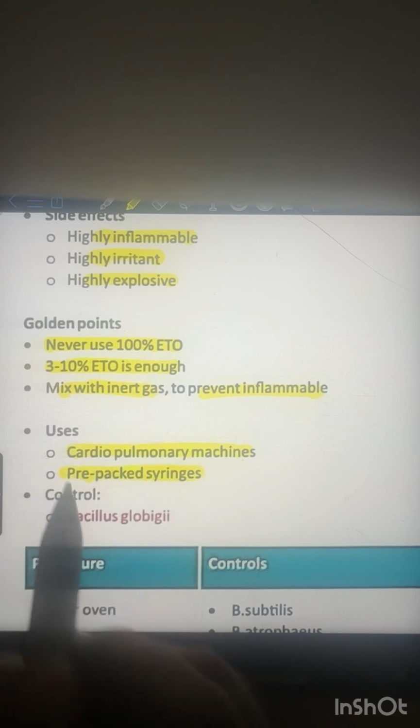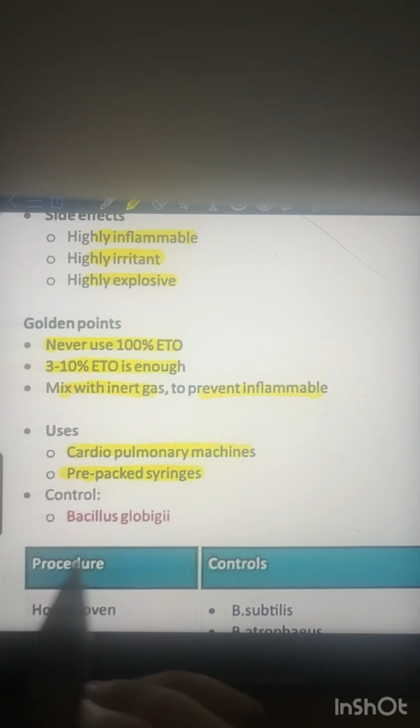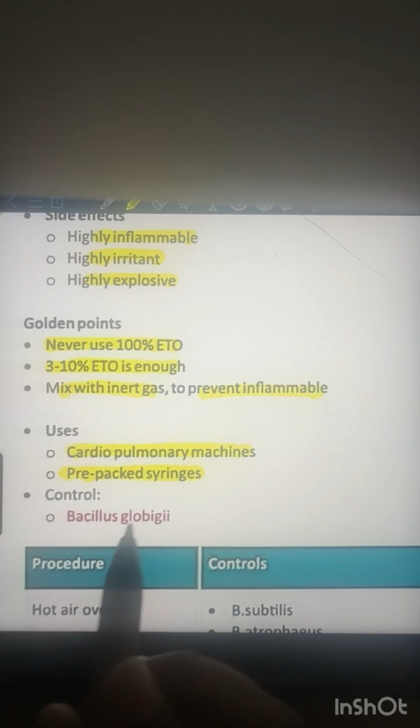That is something important. So I'll make a tiny little heart and a lung over here so that you remember. What is the control? G for G. Gas sterilization's control is Bacillus globigii. So you finished all the chemical methods, and I think it is the perfect time that you finish off all the controls also. Quickly, can you revise with me?